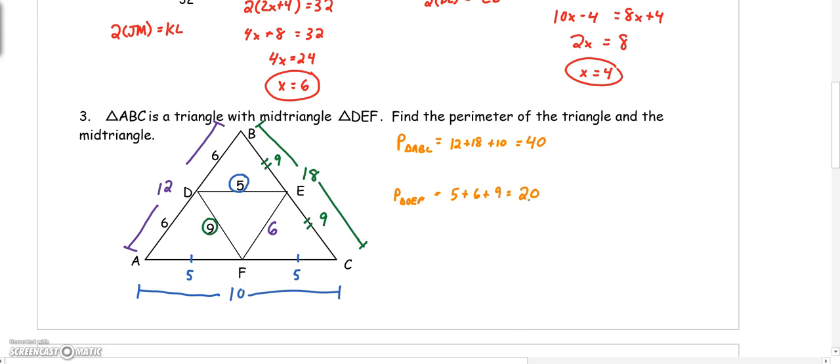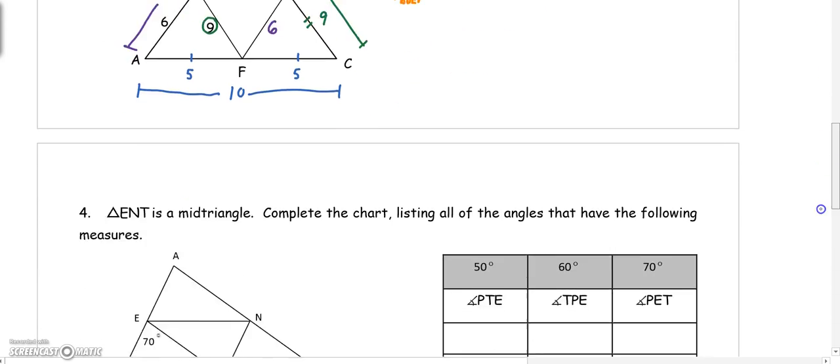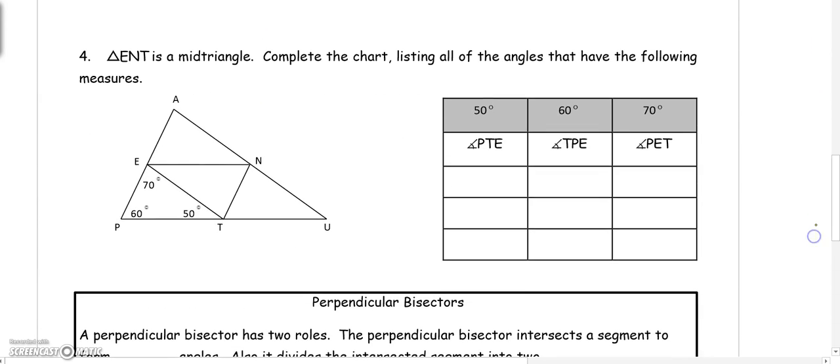This should make sense that the perimeter of our mid-triangle is half the perimeter of the bigger triangle because my midsegments have half the length of my base sides. Now let's look at the angles of a midsegment triangle. So triangle ENT is a mid-triangle. Complete the chart listing all angles that have the following measures. So 50 degrees, 60 degrees, and 70 degrees.